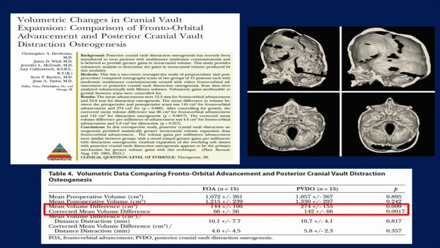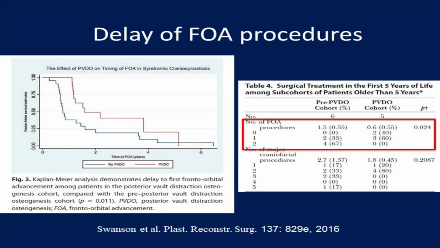And we can see that doing this technique and attending to the back as opposed to the front, there is a significant difference and a larger difference in creating more space by using the back as opposed to the front. Also, we have seen that the use of posterior vault distraction has been able to delay the need for subsequent procedures for the front. And this may be due to the fact that there's more space for that baby to grow and that brain to develop. And subsequently, the front of the skull and the orbits also change physiologically.